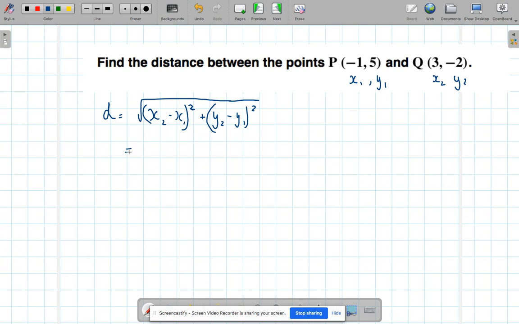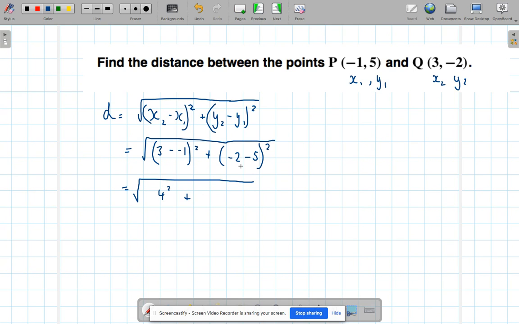Okay, so equals the square root of x2, which is 3, minus x1, which is minus 1, so 3 minus minus 1 squared, plus y2, which is negative 2, minus y1, which is 5, squared, equals the square root of. So 3 minus minus 1 is 3 plus 1 is 4 squared, plus minus 2 minus 5 is negative 7 squared.